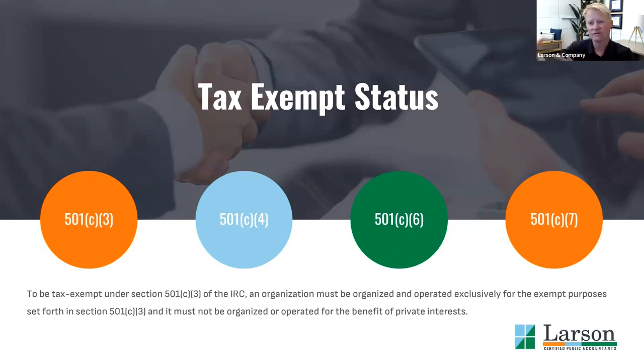But other sections allow for that. So for example, the 501c6, where there's a membership organization, it's okay for the benefits of that organization to be going to a specific membership organization. But along those lines, with that 501c6, the donors are not going to be able to receive a tax deduction for the funds going into that organization.